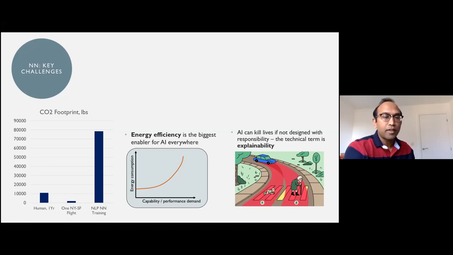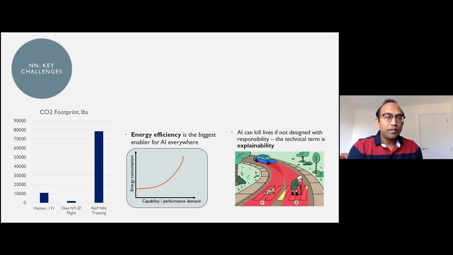1,000 pounds. But if you look at natural language processing neural network training, the amount of hyperparameter search you have to do, amount of computation, amount of training, amount of data that you have to throw in, the amount of computational power that you'll be burning, all of them will be converted to something like 80,000 pounds of carbon dioxide footprint. That's an amazingly high footprint if you think about it.